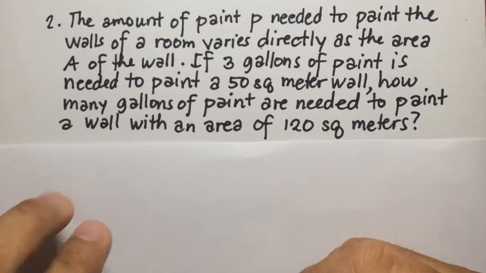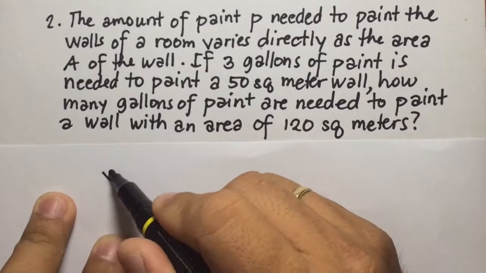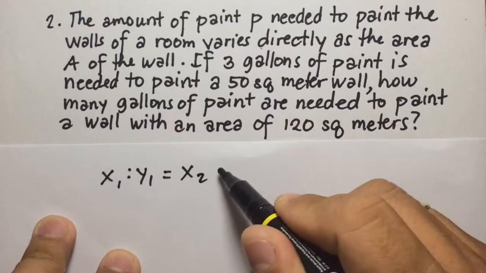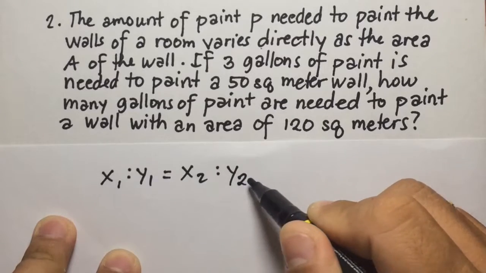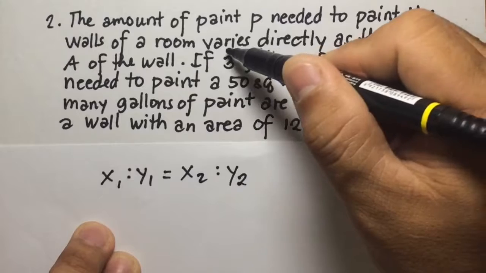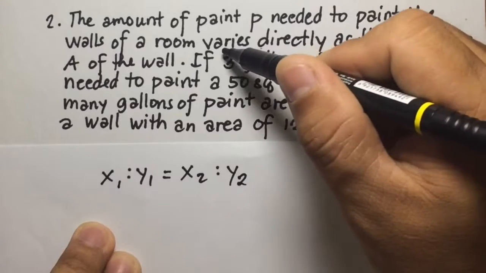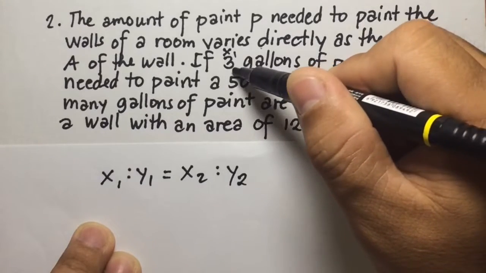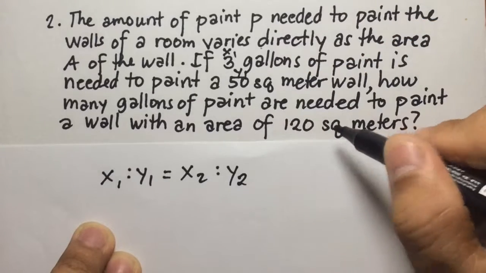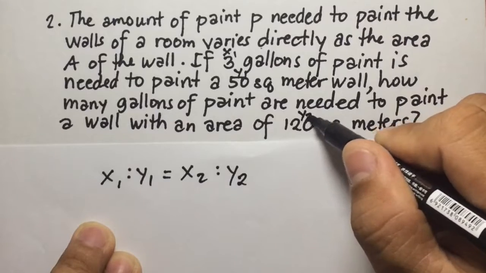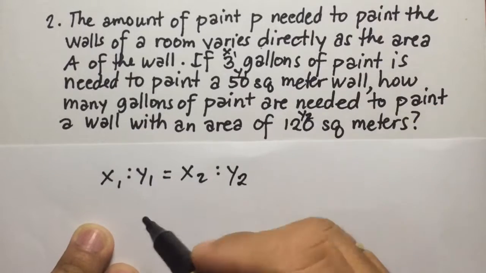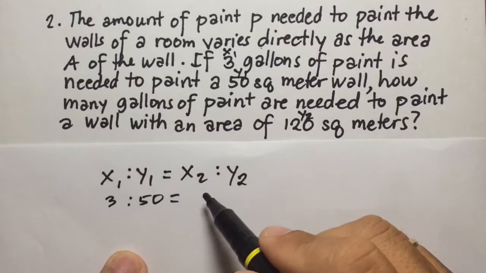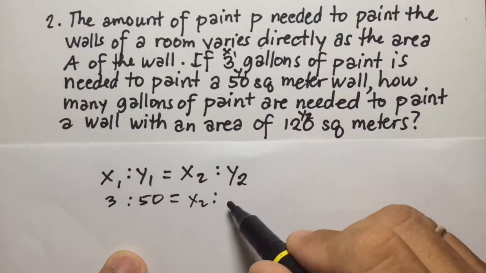If we have direct variation, we can have the proportion x sub 1 is to y sub 1 equals x sub 2 is to y sub 2. We can assign 3 gallons of paint as x sub 1. Then 50 square meters of wall will be y sub 1. Then we have 120 square meters as y sub 2. So substituting the values, we have 3 is to 50, equal to x sub 2, the unknown, is to y sub 2, which is 120.